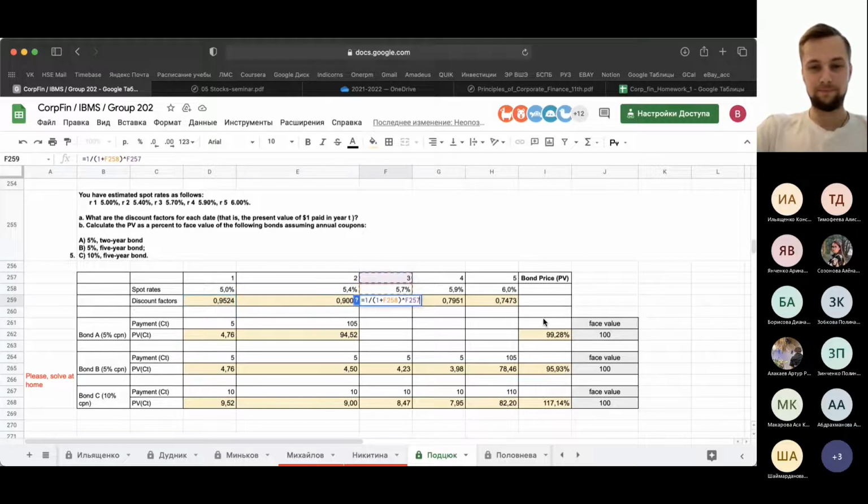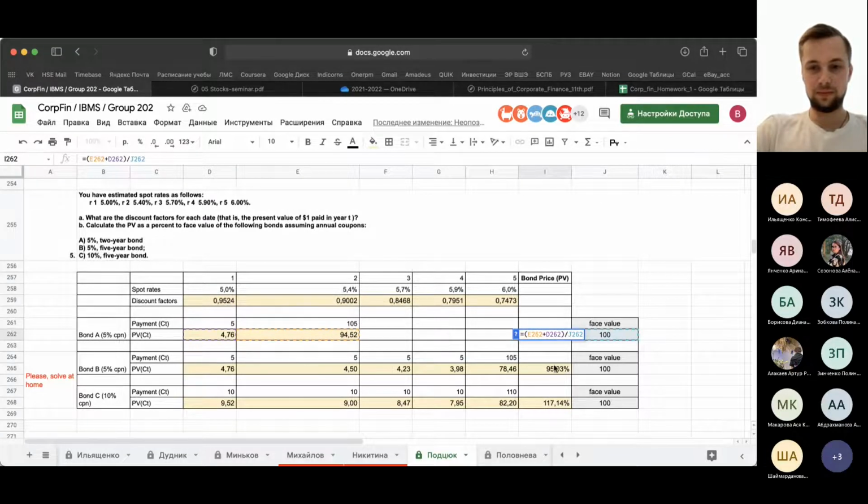The next step was to count PV for each bond. It is counted by payment multiplied by discount factor. And the last step was to find the bond price, the present value.